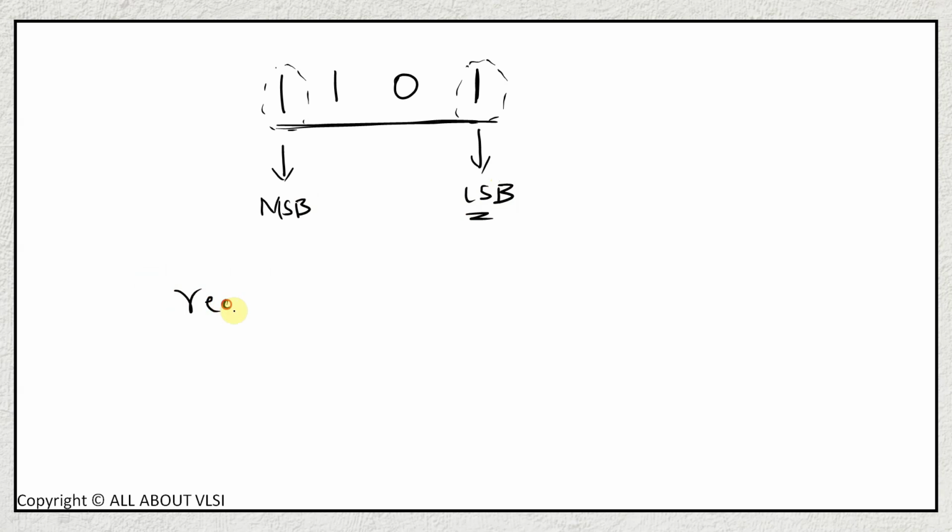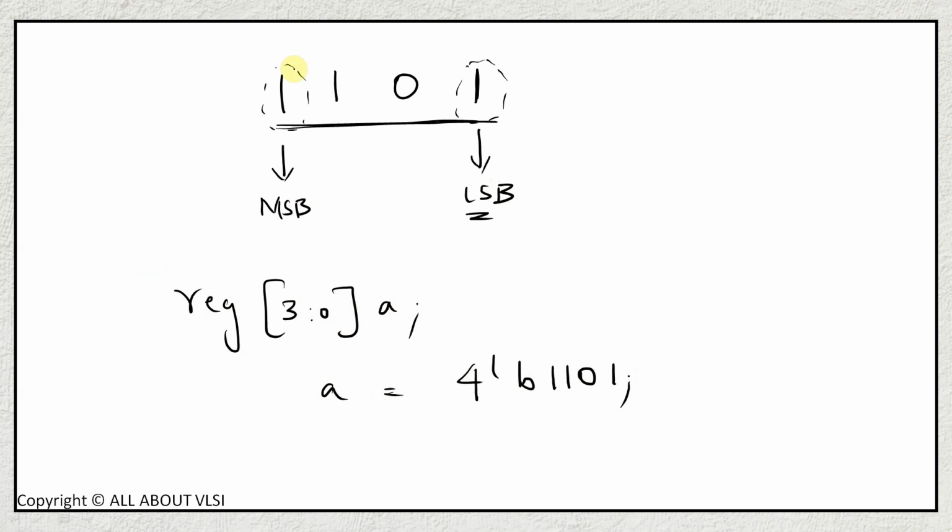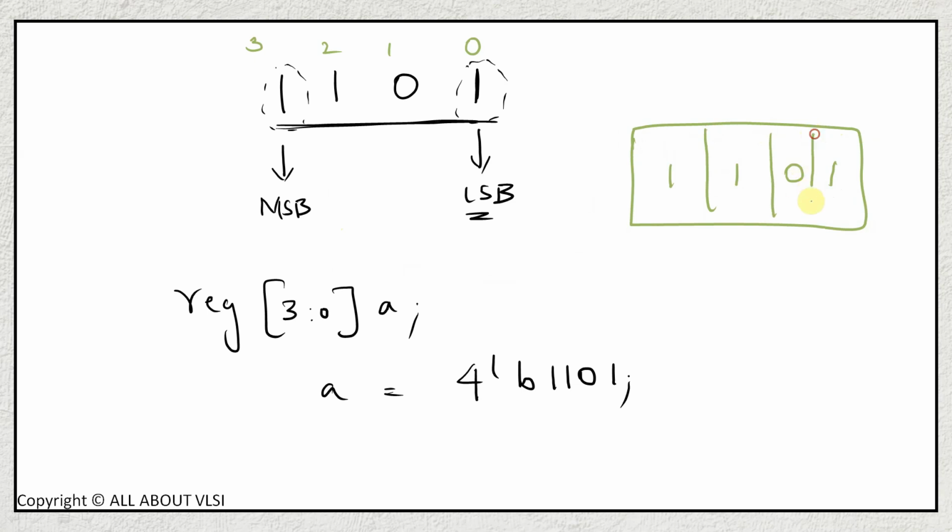Now, if we mention reg 3 down to 0 a, and if we write a is equal to 4 tick binary 1101, what is going to happen? This 3 is the index of this particular position. So this is 3, this is 2, this is 1, and this is 0. So 0 stands for LSB and 3 stands for MSB. The value will be stored in this variable a like this: 1 1 0 1. This is your variable a with indexes 3 2 1 0.